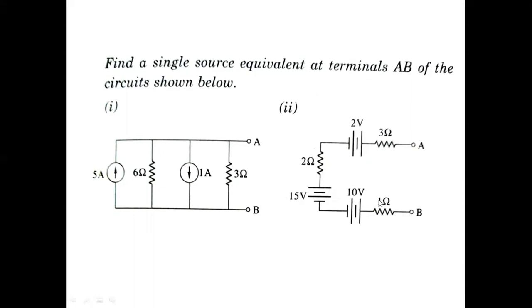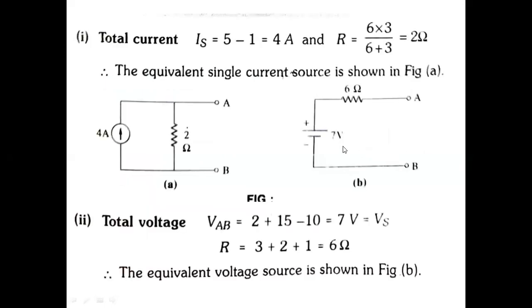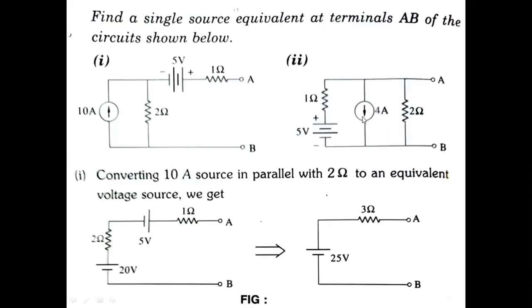Now by applying KVL, you will get plus 10, plus 2, plus 15, minus 10. VAB is equal to plus 2 plus 15 minus 10. So 7 volts. And all the resistors are in series. So 2 plus 1 plus 3, 6 ohms. 7 volts in series with 6 ohms. Yes.